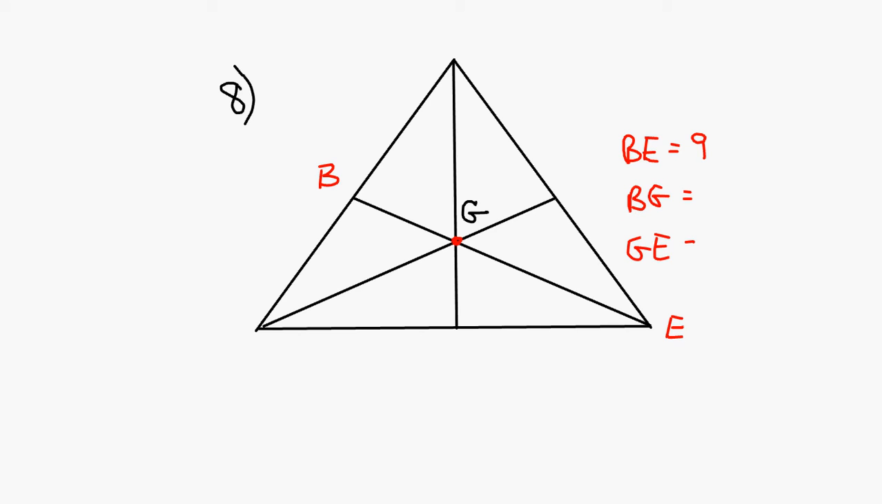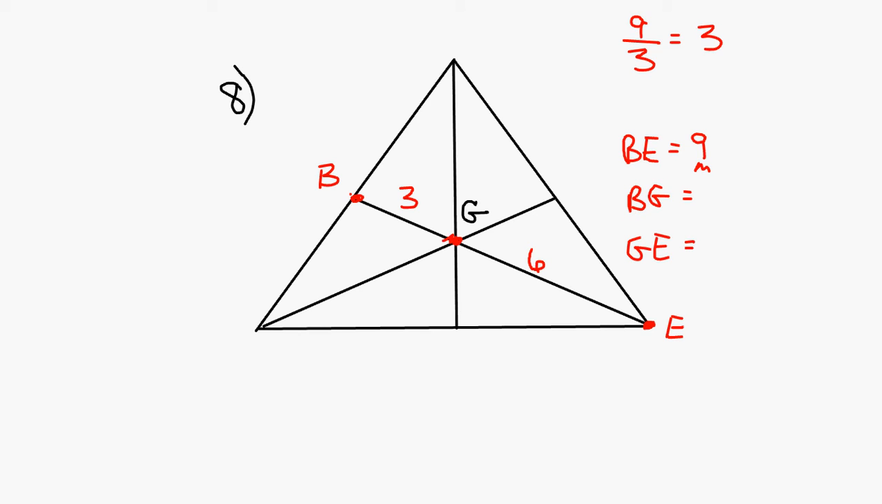Okay, yesterday in your notes it said that the centroid is 2/3 of the way from the vertex to the opposite side. If you're given the entire length of the median, B to E is equal to 9. Take 9 and divide it by 3. What's 9 divided by 3? 3. That means this short piece is 3. It means this long piece is twice as big as 3, which is 6.